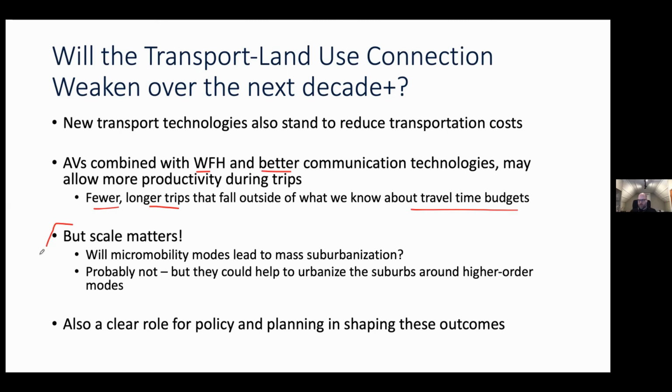But micromobility modes can have a really potentially interesting role to play in different urban forms. And I'll talk about this further on, but perhaps they can help us to urbanize the suburbs around higher order modes, rather than drive a mass exodus of population outside of cities. They could have a smaller spatial scale type of effect. And there's also a really clear role for policy and planning in shaping these outcomes. They're not predetermined outcomes.